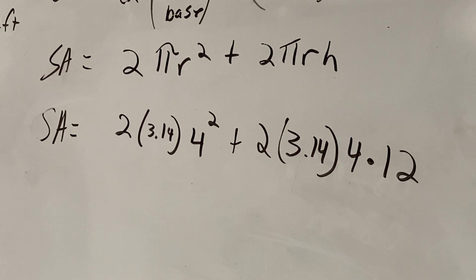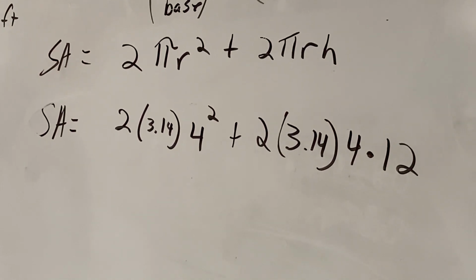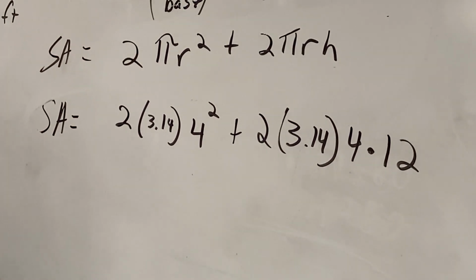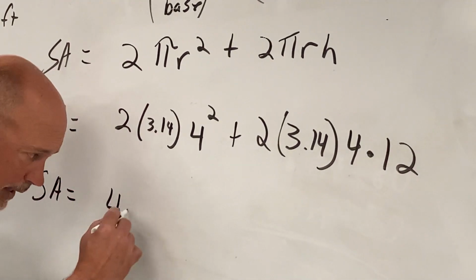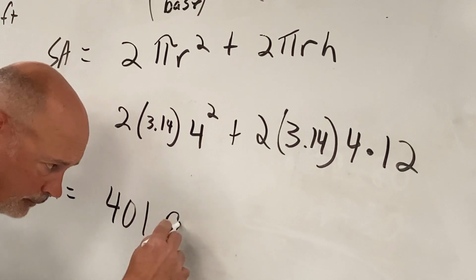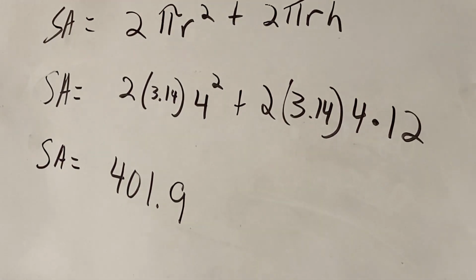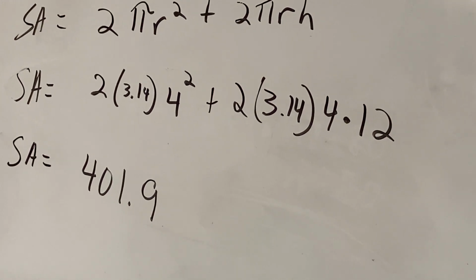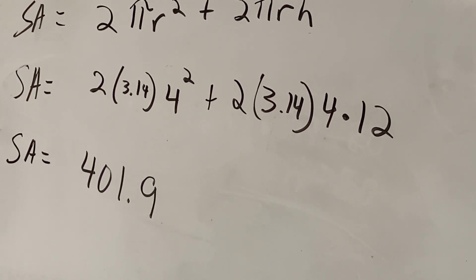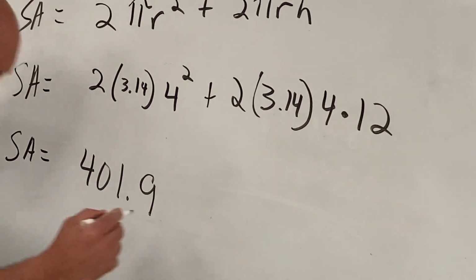Somebody might help me. I'm going to panic. Gabby, what did you get? 401.92. Let's see if the people agree. 401.9? Do the people like 401.9? Your calculator should say the exact same thing if both of you typed it in correctly. And we need to put feet squared.